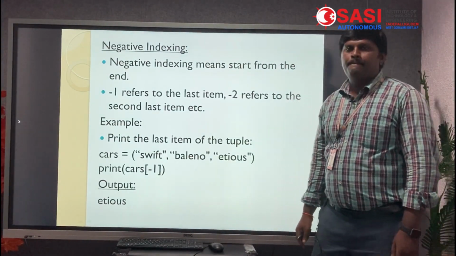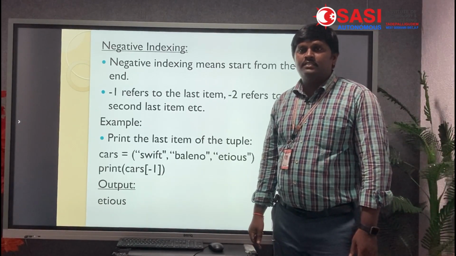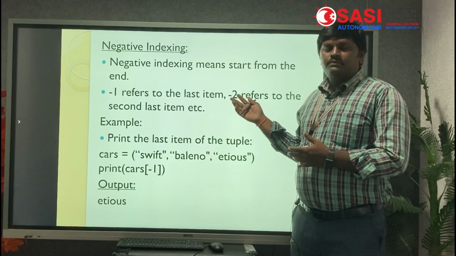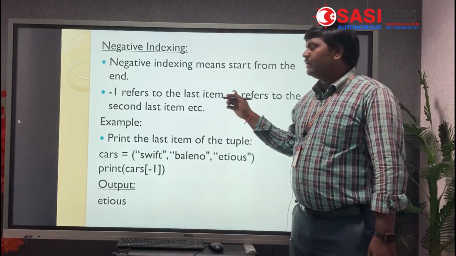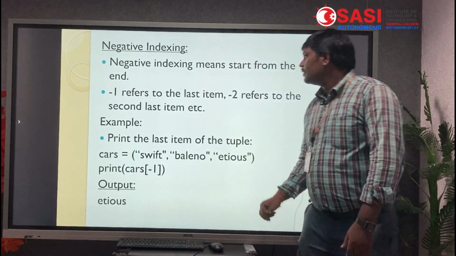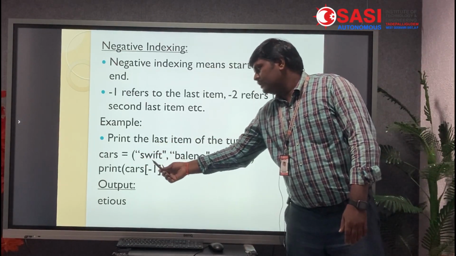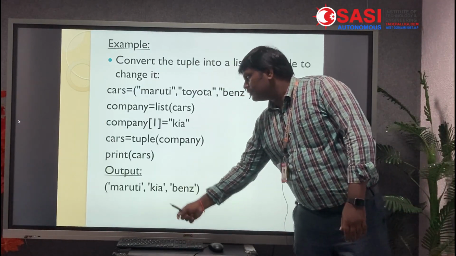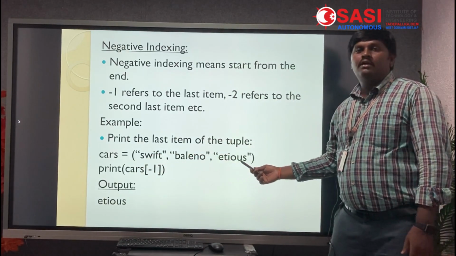Negative indexing. Similar to lists, tuples can also be accessed using negative index values, which represent the elements from the last onwards. -1 represents the last element, -2 represents the second last element. Here the example is Swift, Baleno, Etios. Cars is the tuple and these are all tuple items.